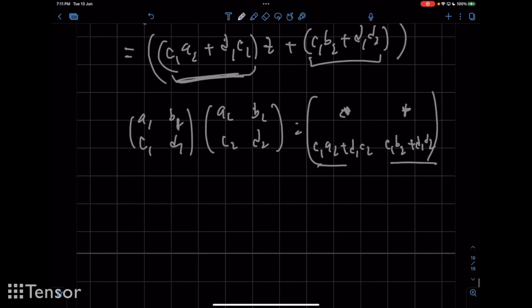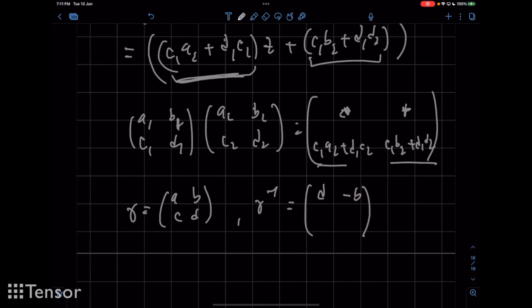Let's say I have a matrix A, B, C, D in SL2Z, of course. Then what is the inverse of this matrix? That is D, minus B, minus C, A. This one, right? And suppose we know that F satisfies the modularity condition for gamma. We now want to just show that F satisfies the modularity condition for gamma inverse.